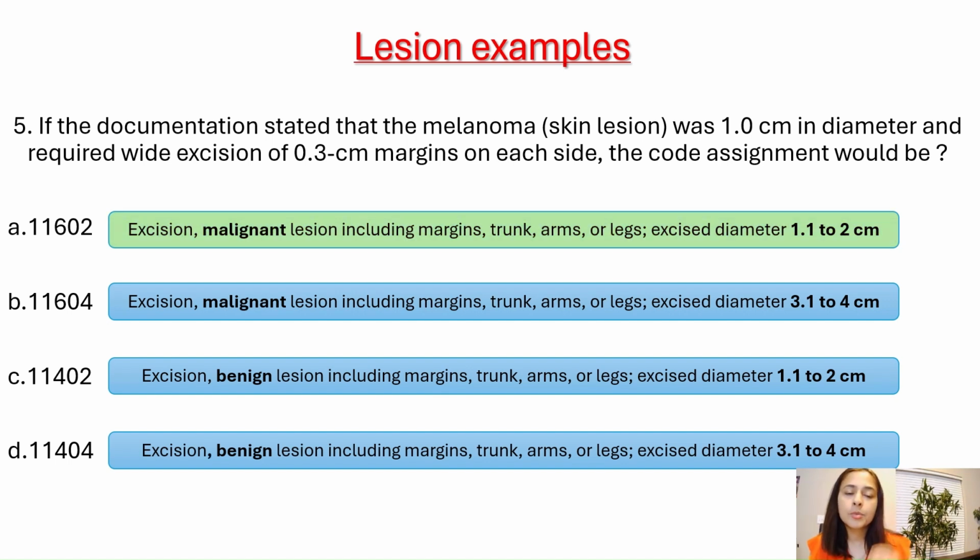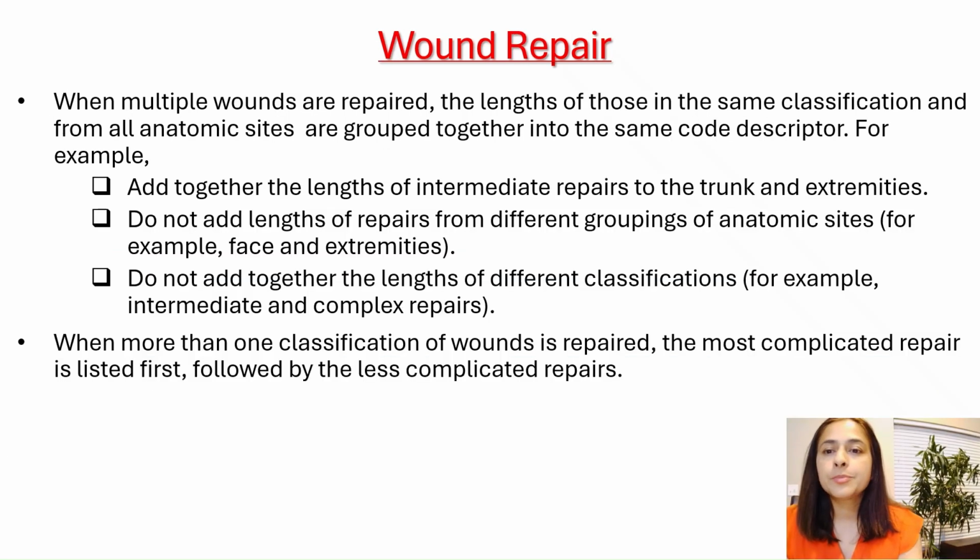Answer is option A, excision malignant lesion including margin, trunk, arms, or legs. Excised diameter is 1.1 to 2 centimeter. Our answer was 1.6, which is this answer.